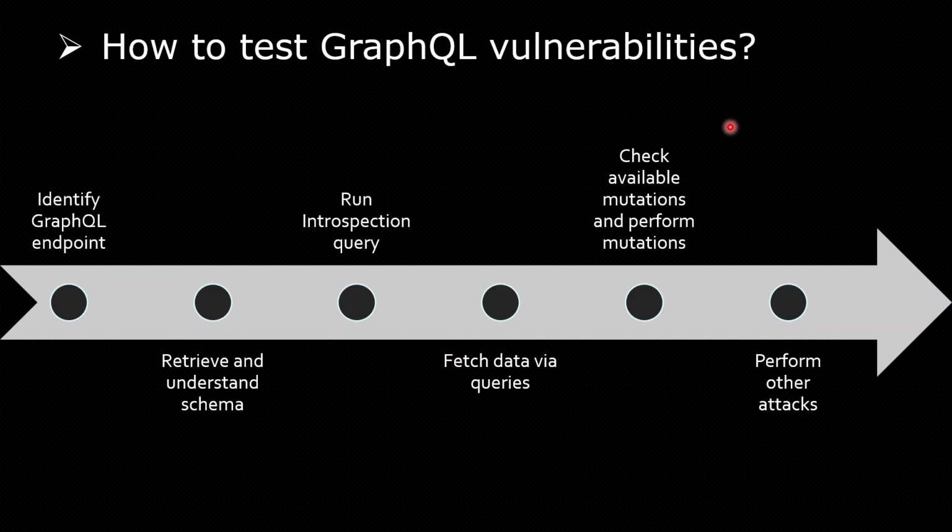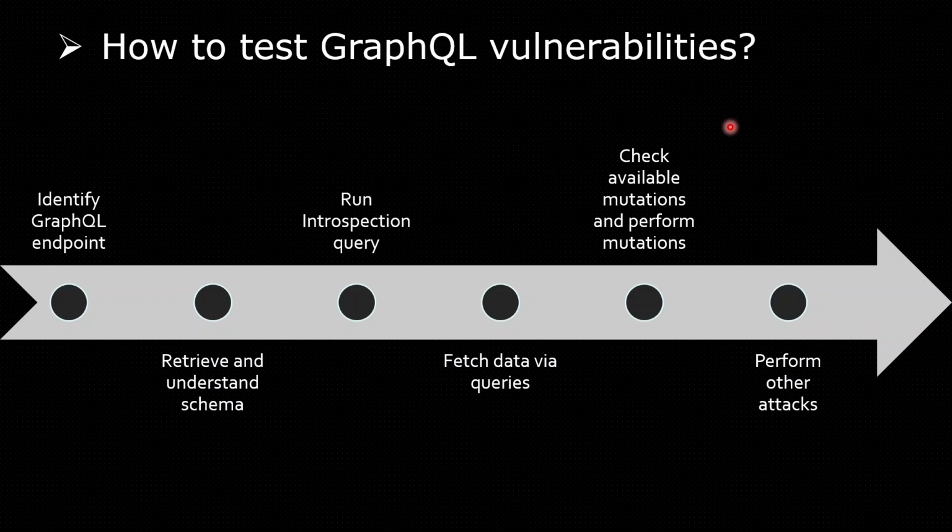We'll have a detailed look at it in the practical demo part. So the next step is to run the introspection query and retrieve the entire structure of the database data from the GraphQL instance. After that, from the introspection query's result, you can build your custom queries and fetch the data. You can fetch data from objects which are not available to you by default, but which you saw in the introspection query. After that, the next step is to check what mutations are available and perform those mutations.